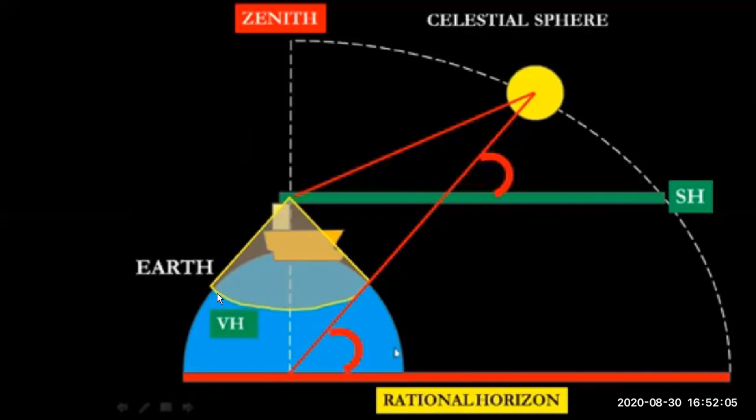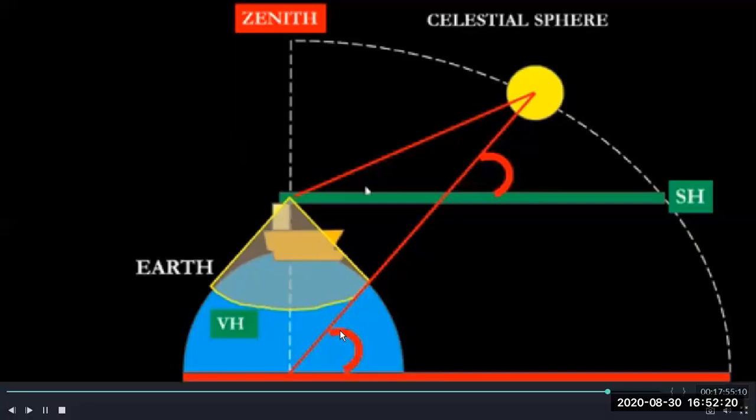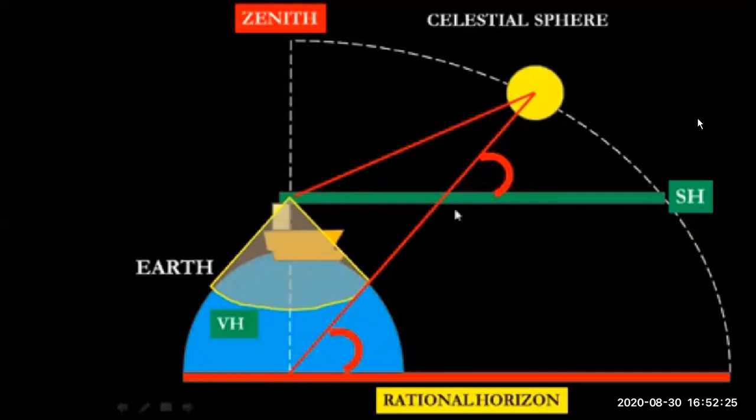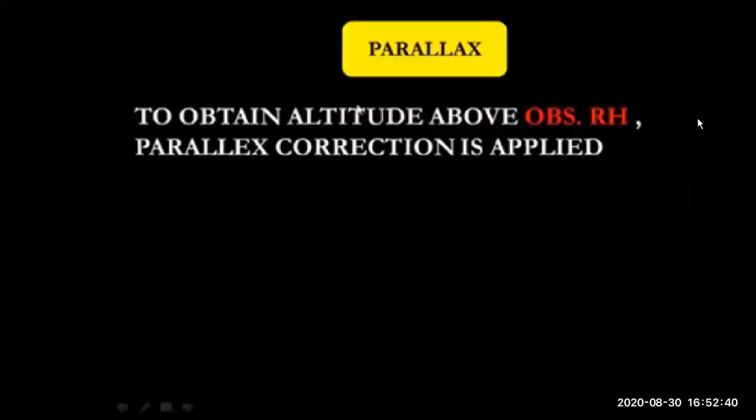So to obtain the true altitude, we need A plus B, that is, obtaining C. Very simple. So this angle is the sum of these, and this is the reason why we apply a parallax correction. By applying the parallax correction, we obtain the angle on the rational horizon. That is the reason why we apply the parallax correction to obtain the altitude from the observer's rational horizon.